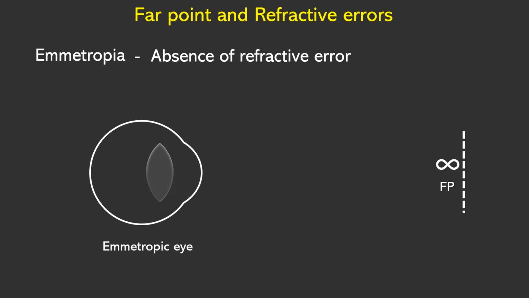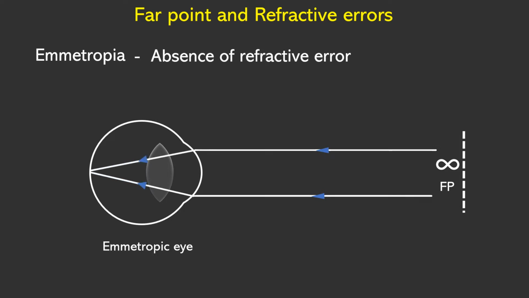Emmetropia. Emmetropia simply states the absence of refractive error. Parallel rays of light coming from infinity focus on the fovea and the retina is conjugate with infinity. So the far point for the emmetropic eye is infinity. Therefore, no lens is required to place the far point at infinity, and we can say that there is no refractive error.